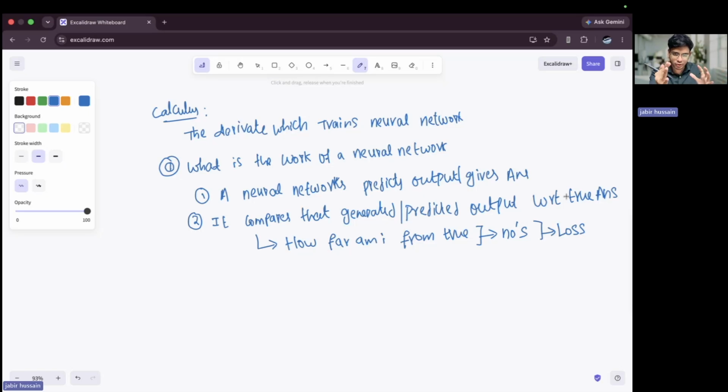it will take an input, do some math, and give you an output. Then after giving the output, it compares that output with the true answer, and whatever the gap between the generated output and the true answer, we call that gap loss.